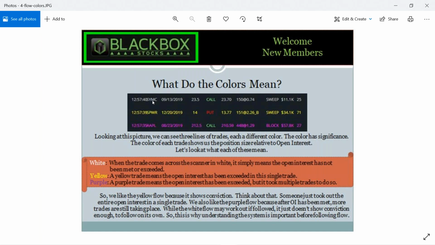So back to the colors, white just means the volume for the day has not exceeded the open interest. Purple, the volume for the day has exceeded open interest. And yellow, the volume for the day has exceeded open interest in that one single trade. So this one trade by itself was big enough to exceed the open interest.